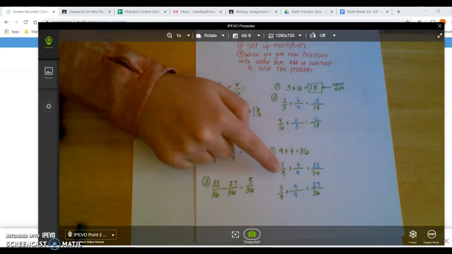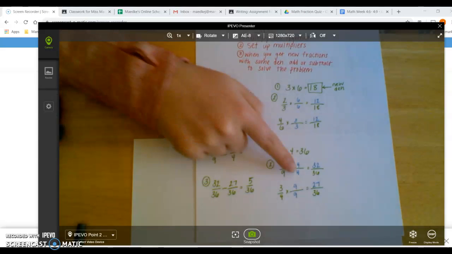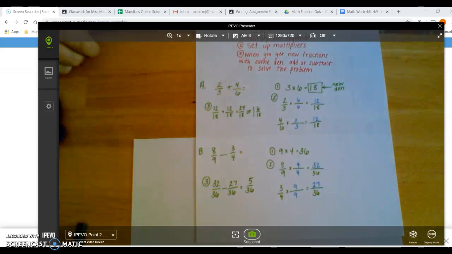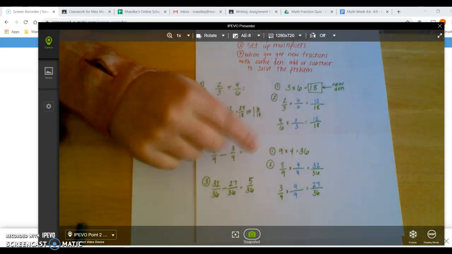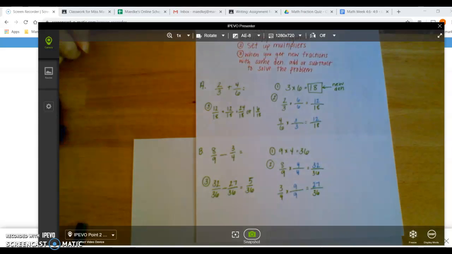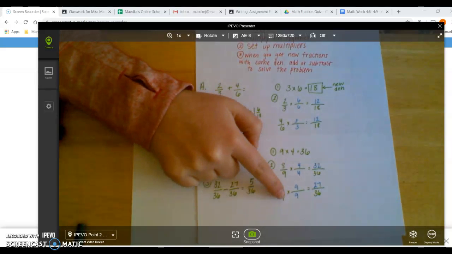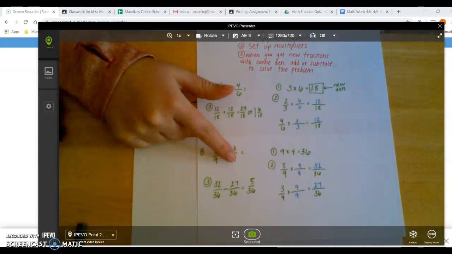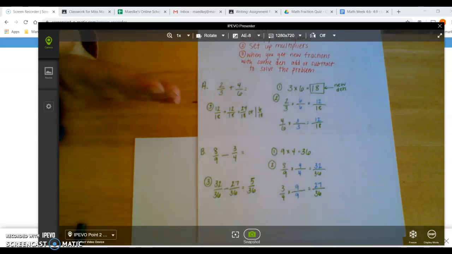Our multipliers, we ask ourselves, 9 times what gives me 36? We already did the hard work. It's 4. If a 4 is on the bottom, we know a 4 has to go on the top, and our multipliers are equal. 8 times 4 equals 32. Next thing, we do the same thing with our bottom. 4 times what gives me 36? You say 9. A 9 on the bottom means a 9 on the top, and you multiply.